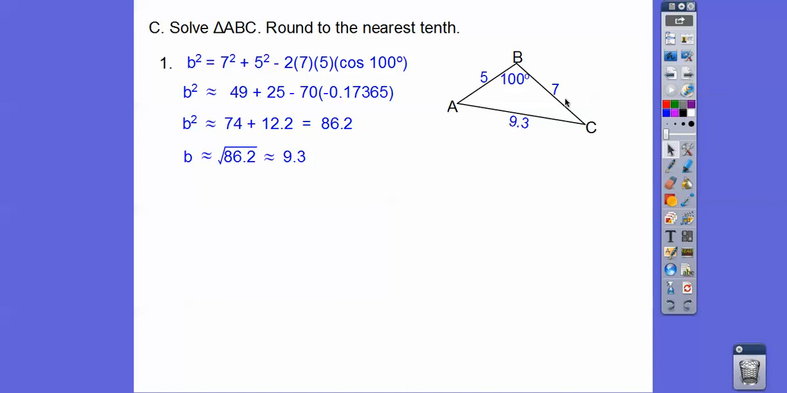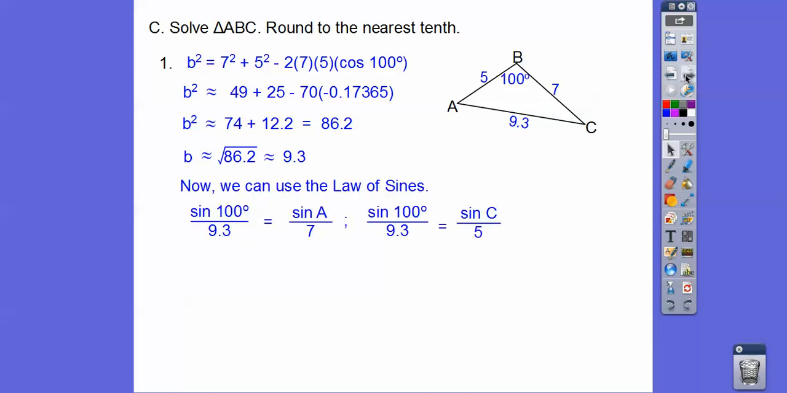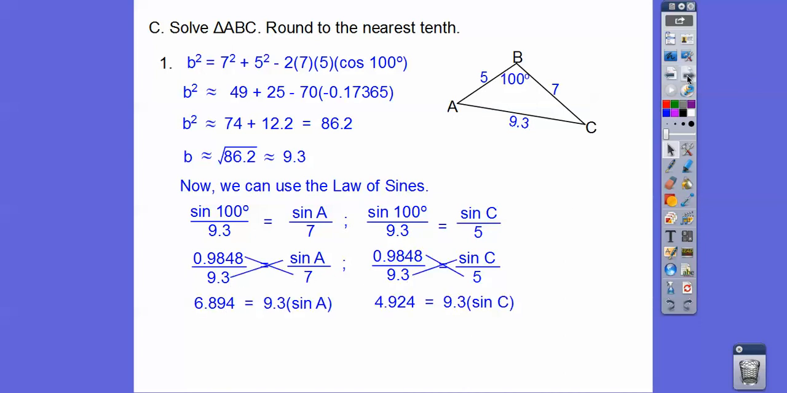Now we can use sine ratio, you guys. So the sine of 100 over 9.3 equals the sine of A over 7. It also equals the sine of C over 5. Once we get one angle, then go ahead and set up your sine ratios and solve. So the sine of 100 is 0.9848, and then over this one, and now we can cross multiply, same with this one here. So when we cross multiply, we get that. Then we divide both sides by 9.3, and so we get the sine of A equals 0.741, and the sine of C equals 0.526.